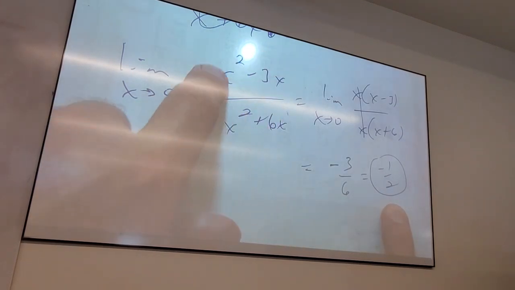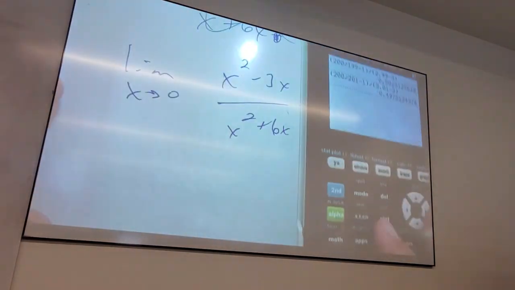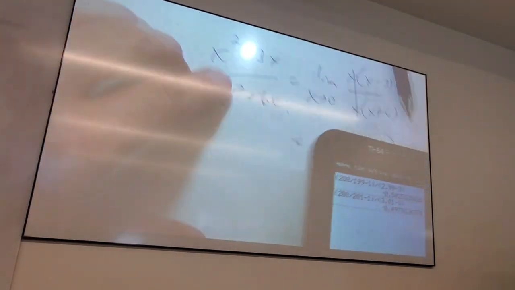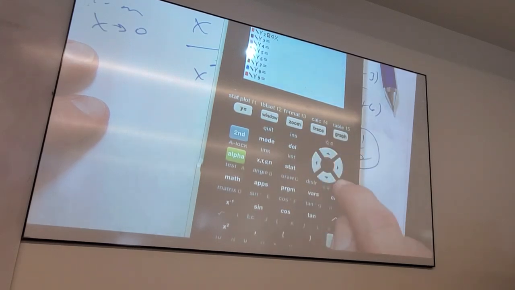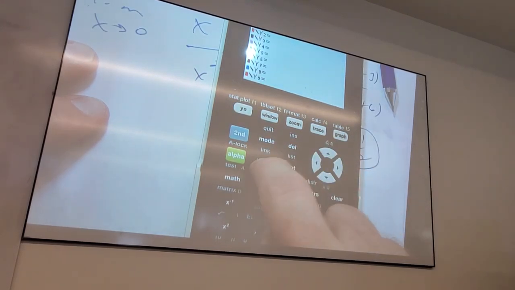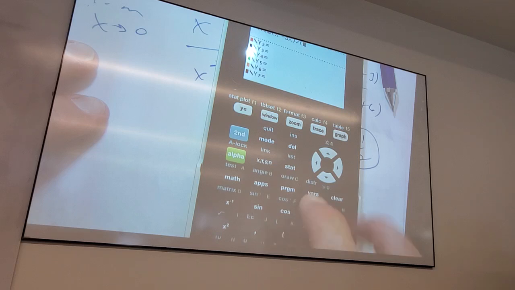If I saw the graph of this, all right, let's do this. If you have a graphing calculator, plug this in. Parentheses x squared minus 3x, and you've got to put parentheses around it, divided by x squared plus 6x.